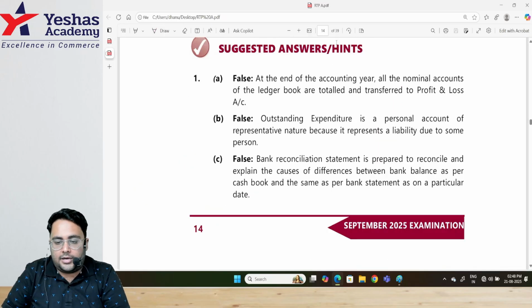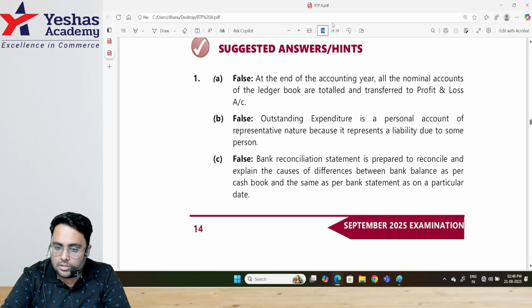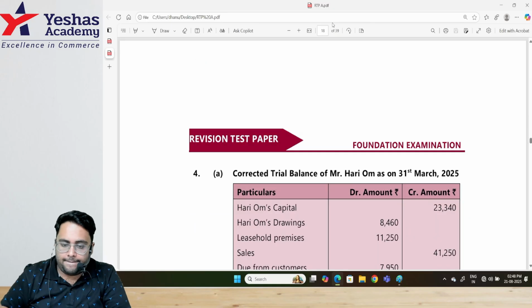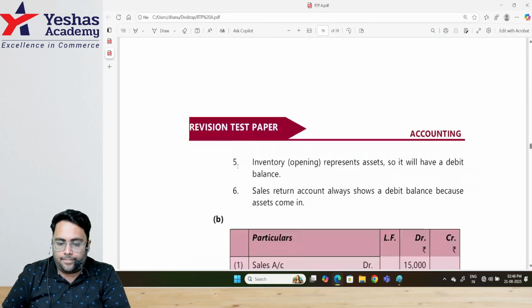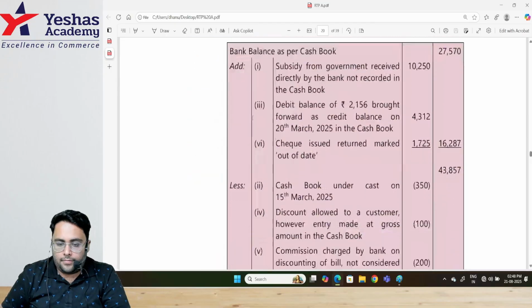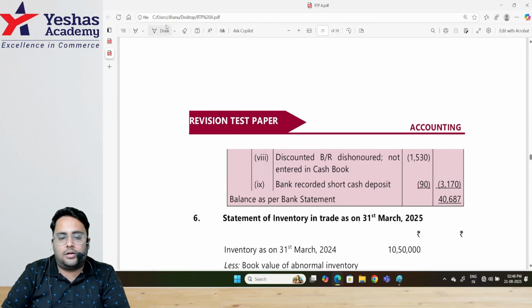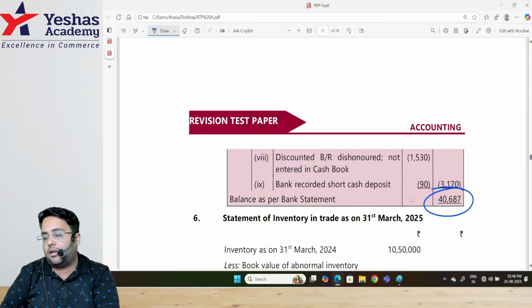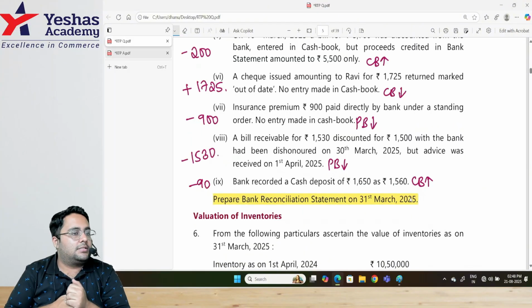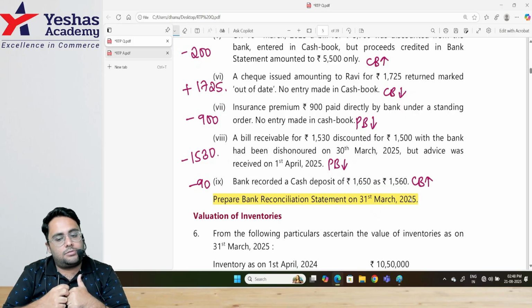40,687. Let us just check whether it is matching to our answer or not. Bank reconciliation statement: 40,687. Same answer got by us. Any doubt in any of the elements? No, sir. Can we go ahead to the next one?